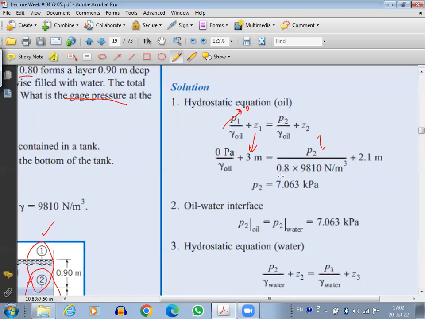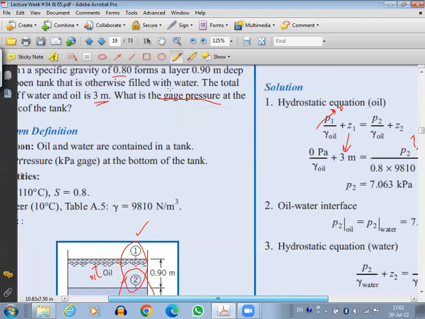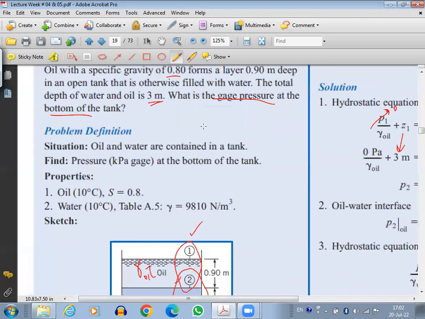Gamma of oil I will use. What was given? Given was the specific gravity of oil is 0.8. Now specific gravity is what? S is equal to rho of oil divided by rho of water. So S is known, rho of water is known, so we can find the density of oil.